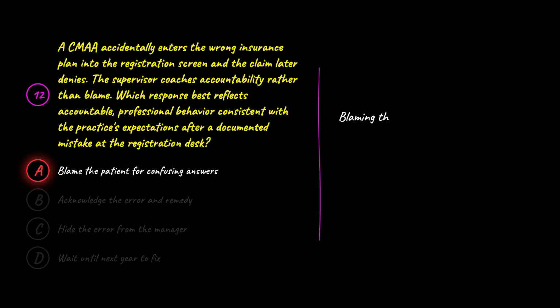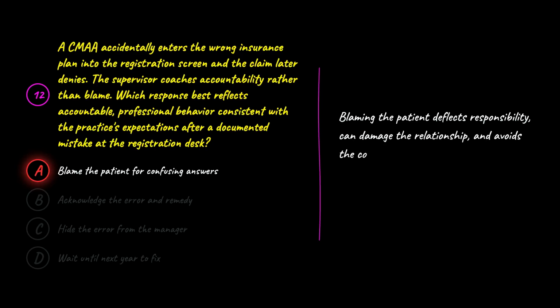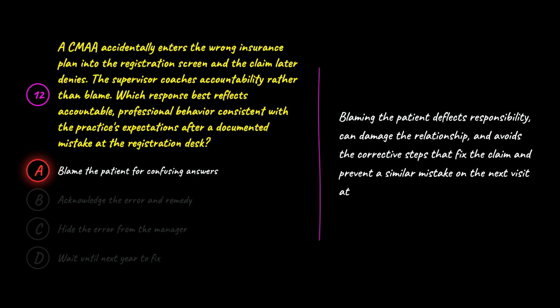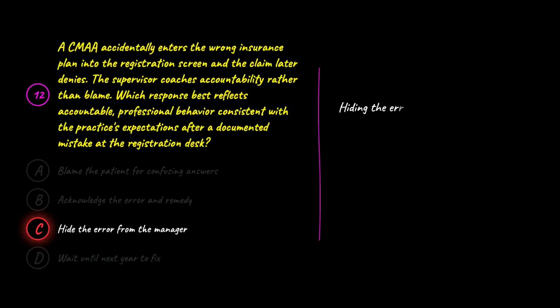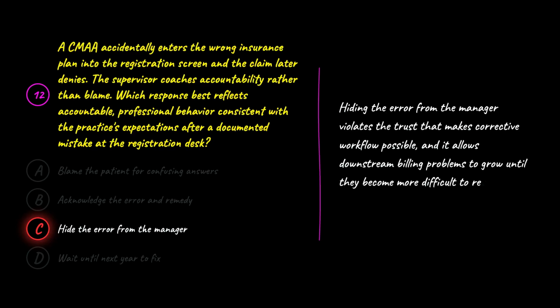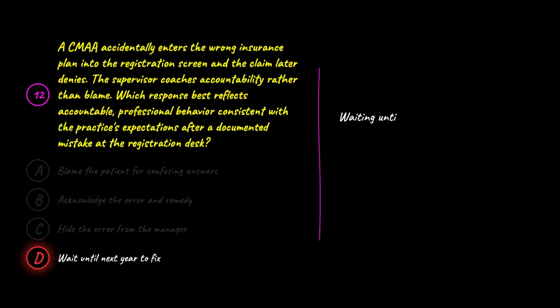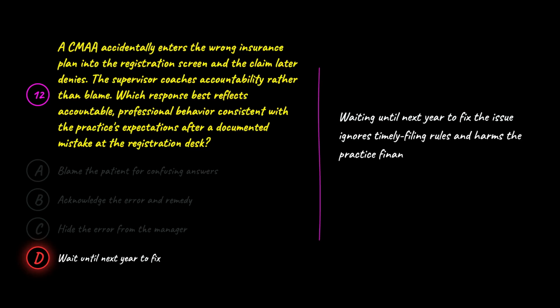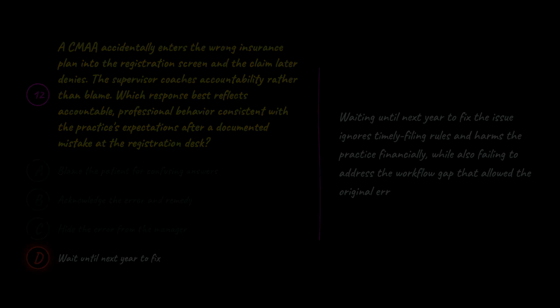A is wrong because blaming the patient deflects responsibility, can damage the relationships, and avoids the corrective steps that fix the claim and prevent a similar mistake on the next visit at the practice. C is wrong because hiding the error from the manager violates the trust that makes corrective workflow possible, and it allows downstream billing problems to grow until they become more difficult to resolve cleanly. D is wrong because waiting until next year to fix the issue ignores timely filing rules and harms the practice financially, while also failing to address the workflow gap that allowed the original error to happen.